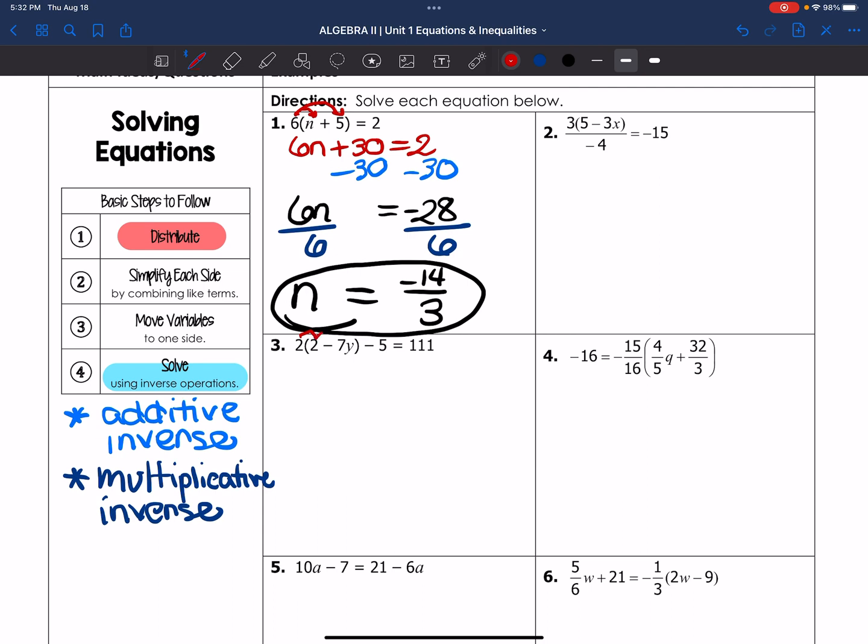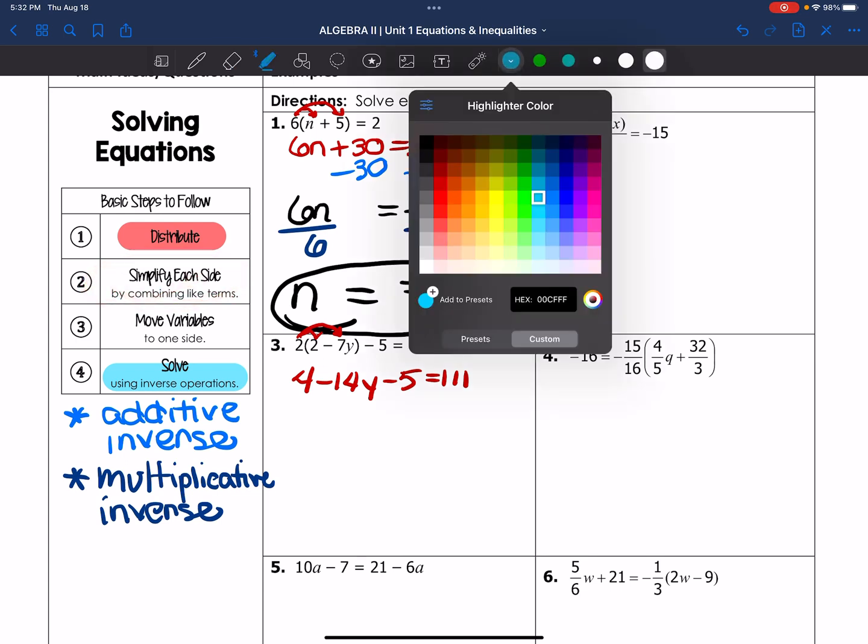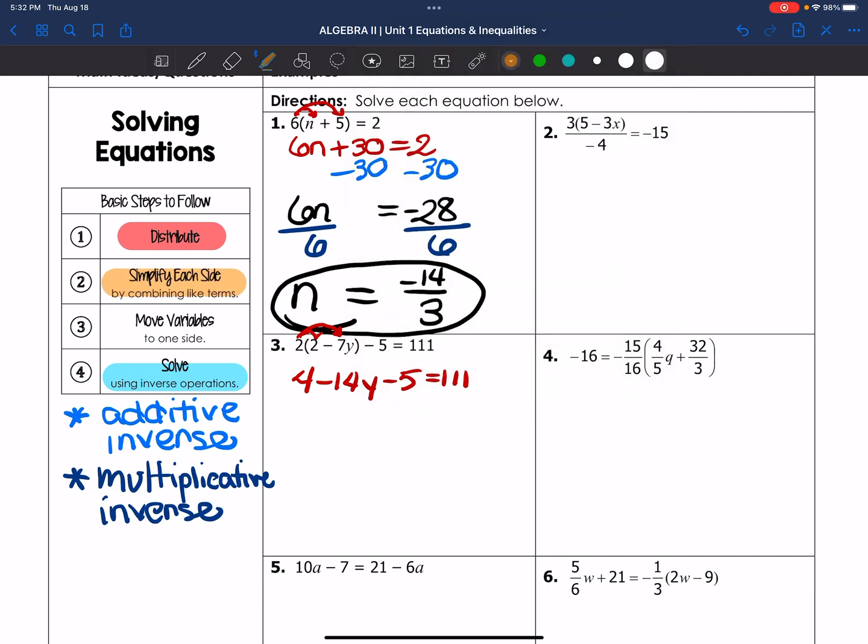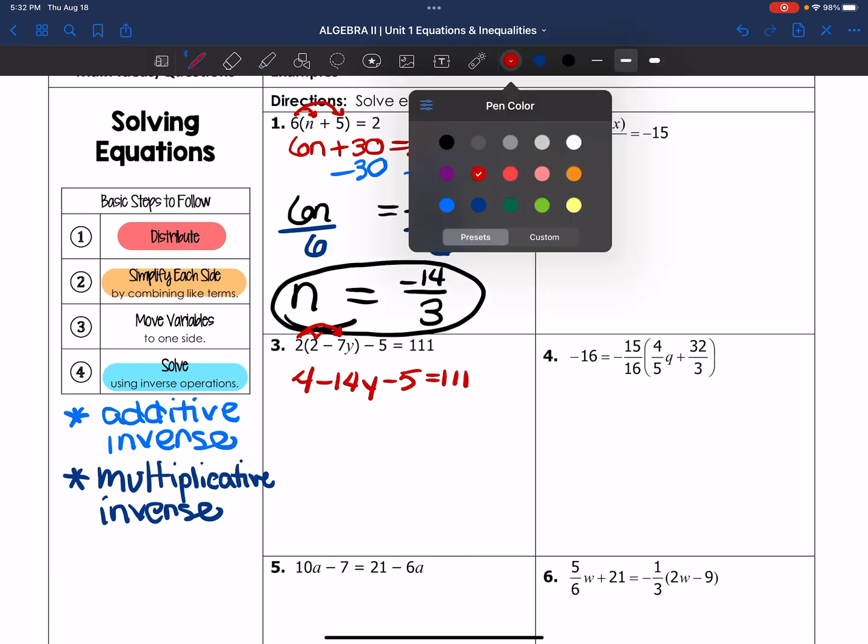2 times the 2, that's going to be 4. 2 times a negative 7y, that's going to be a negative 14y. Then we continue writing the rest of our equation. Step number 2 in our solving process is to simplify by combining like terms. Let's go ahead and highlight that. We want to simplify by combining like terms. Do we have some like terms? We sure do.